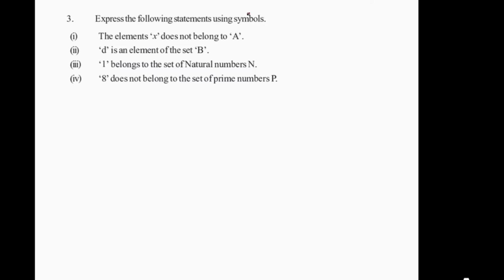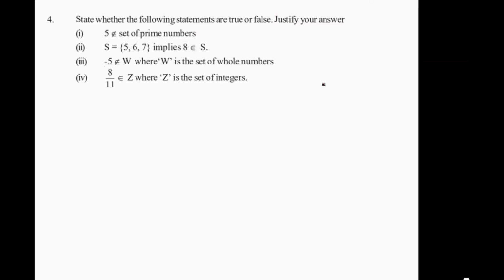Now the next one, you need to express them using the symbols. Let's use one here. You have an element x, and x doesn't belong to A. D is an element of set B. 1 belongs to the set of natural numbers, and 8 doesn't belong to B. Simple, okay? So let's look at the next one.